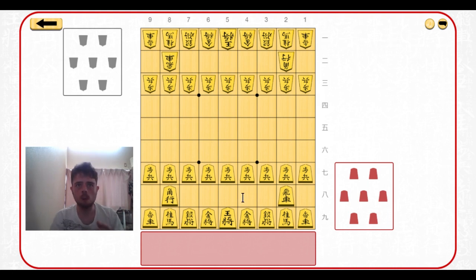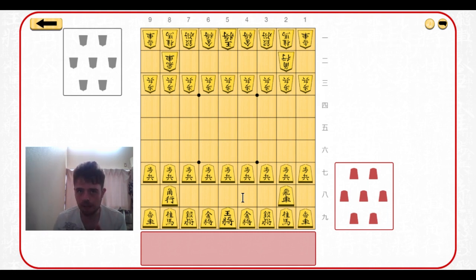The pieces, once taken, can be placed on almost any space on the board. This rule does not apply to the pawn, known as the fuhyo in Japanese. The pawn can only be placed on the board if there are no other pawns on the player's vertical axes.